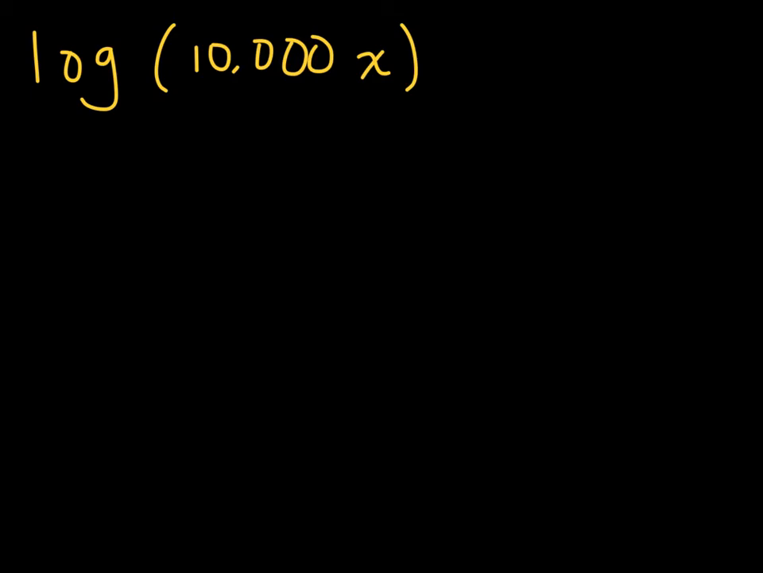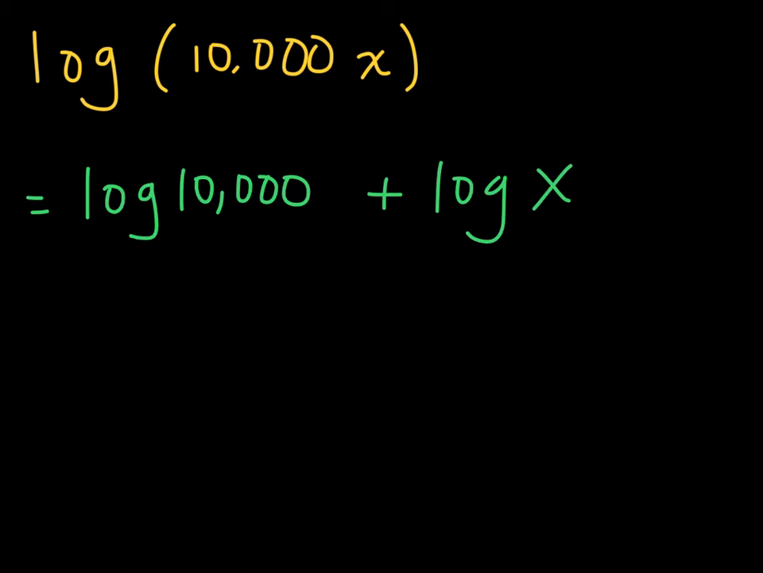Now, I'm going to use the product rule here to rewrite this as log of 10,000, that's the first factor, plus log of just x. Now remember, your base is 10 here, so this logarithm is asking you for the exponent to which you raise 10 to get 10,000. And that's just the number 4. If you raise 10 to the power of 4, you will get 10,000. So the final answer is just 4 plus log x.